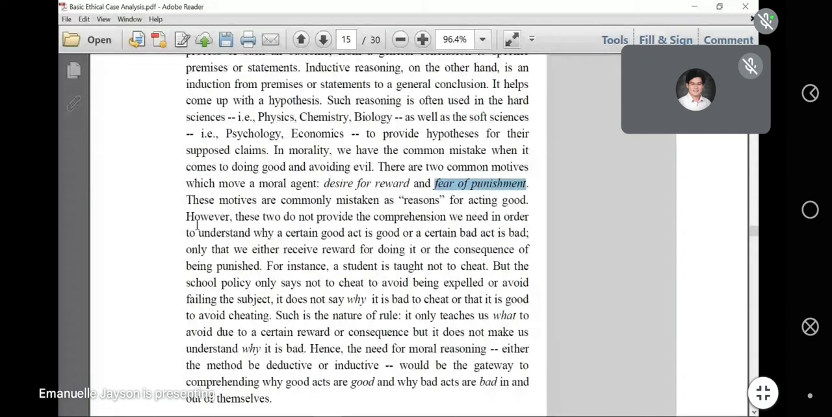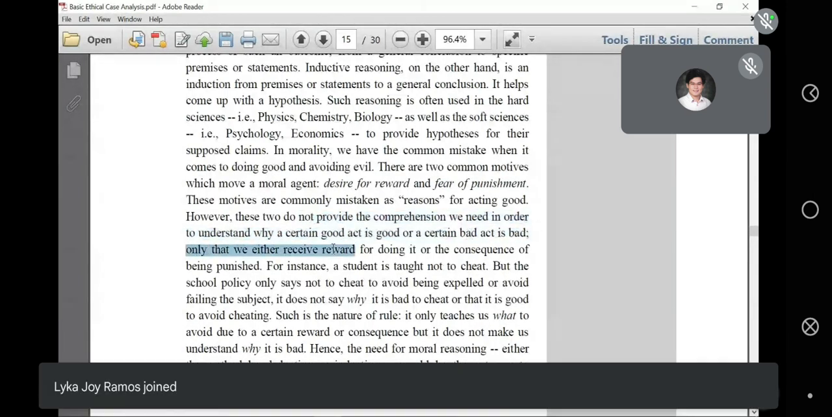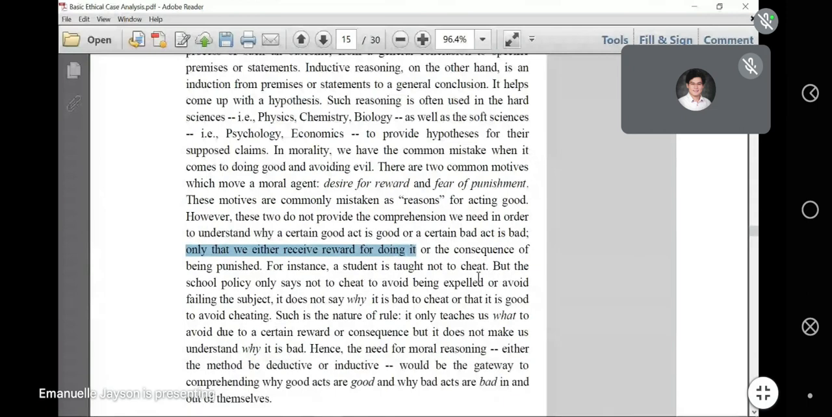Ito actually, yung binigay ko example. Sorry, basahin ko lang to. However, these two do not provide the comprehension we need in order to understand why a certain good act is good or a certain bad act is bad. Only that we either receive reward for doing it or the consequence of being punished.